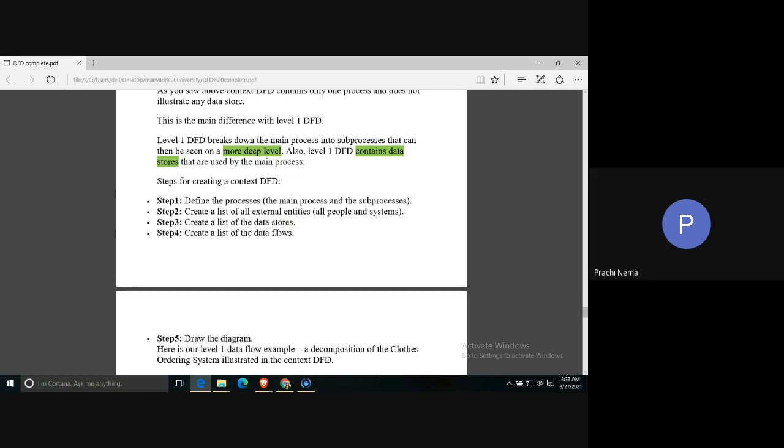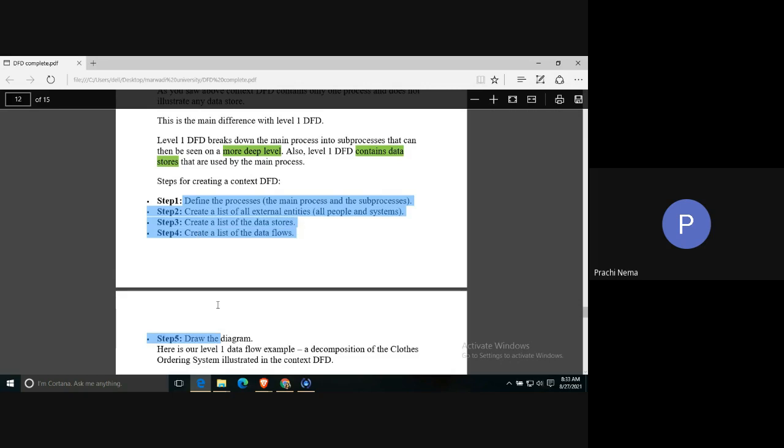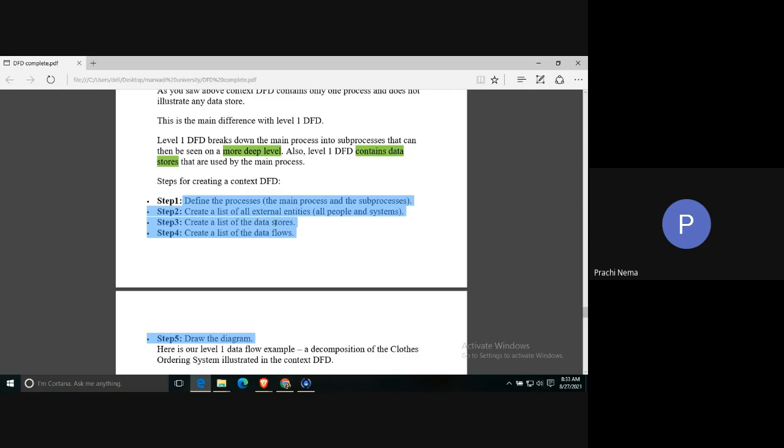And the last step is when you have all the components, simply combine them and draw it out. Okay, these are the 5 steps. First one is process selection. Second one is entity selection. Third is data store selection. Fourth is creating all the links, that is the data flow. And fifth one is drawing the diagram.